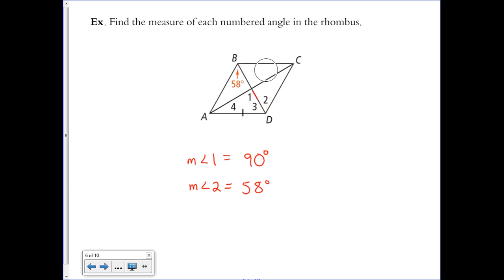I know that because the diagonals actually bisect each of the vertex angles in a rhombus, that 3 must be the same as 2. So the measure of angle 3 must also be 58 degrees.